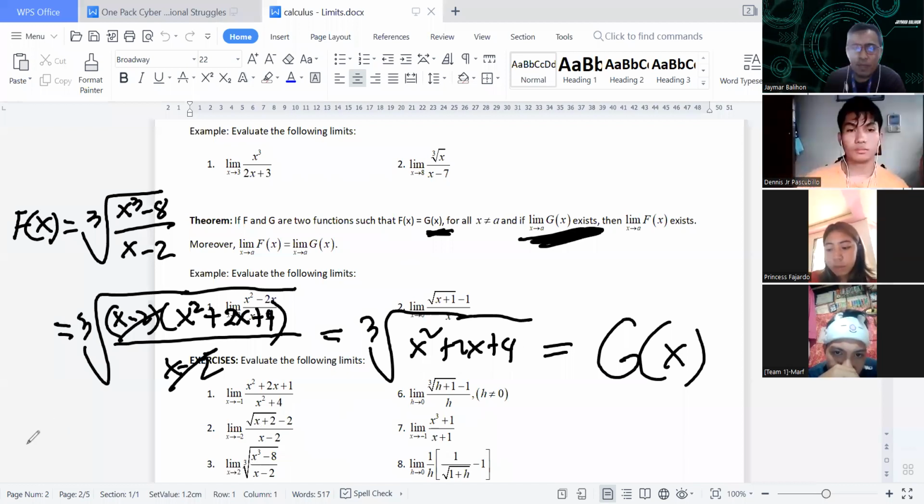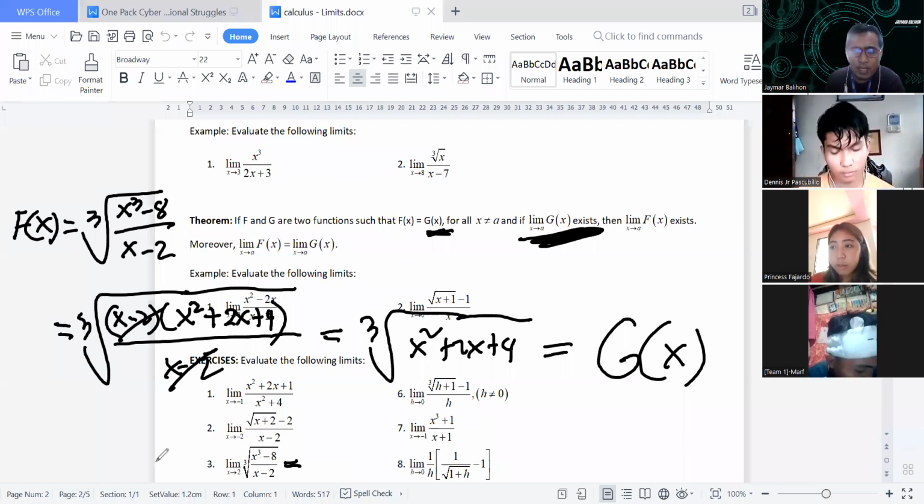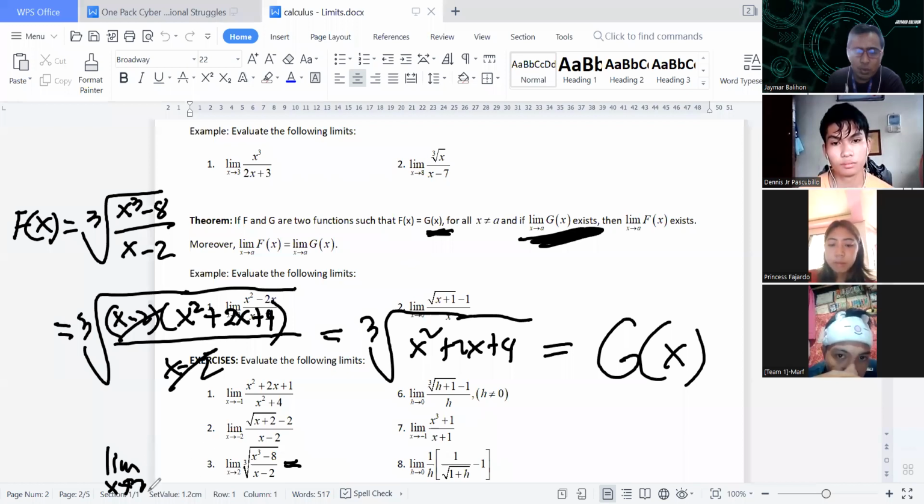So if you are going to solve for this in number 3, this is your f of x. It can be the limit of f of x as x approaches 2, and f of x is equal to this. But we know that this one is just equal to that one.